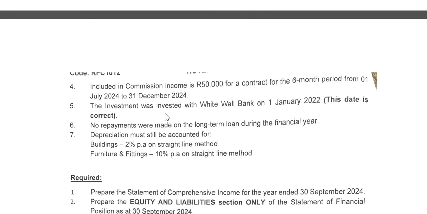The investment was invested with Whitewall Bank on the 1st of January 2022. They're just telling you when this investment was taken out at the start of each financial year. Interest earned is at 0, so we need to calculate what the interest should be on this investment for the financial period.